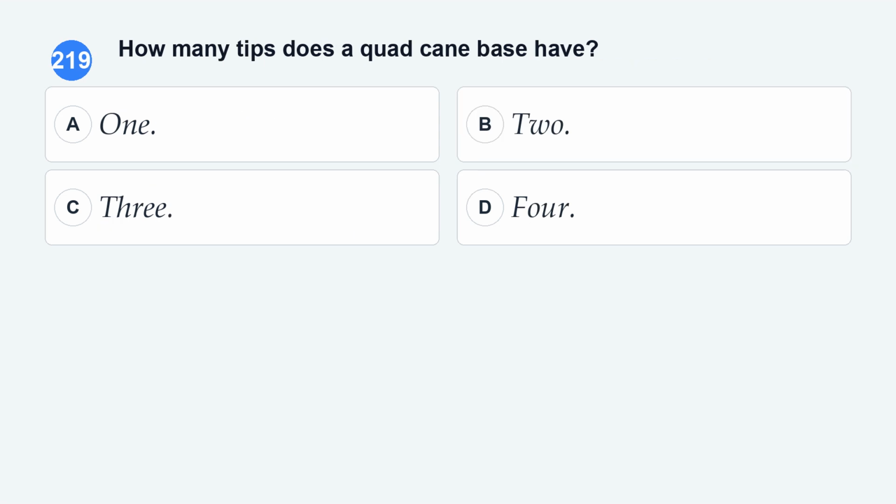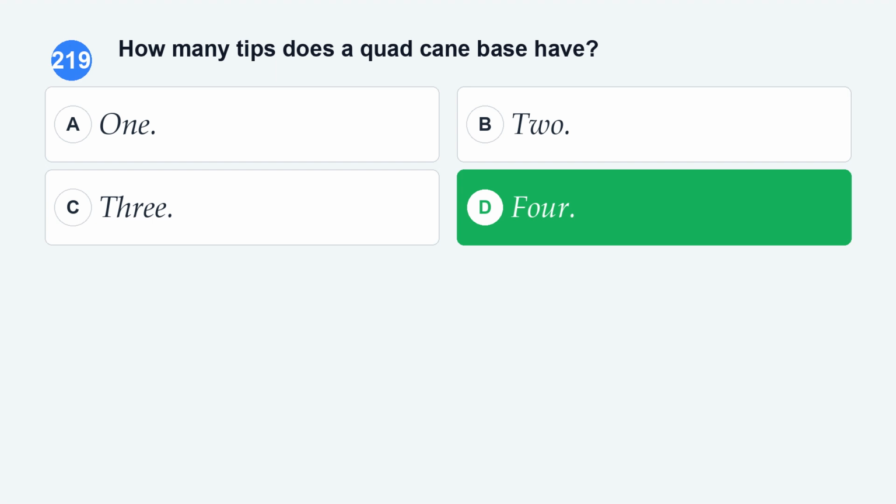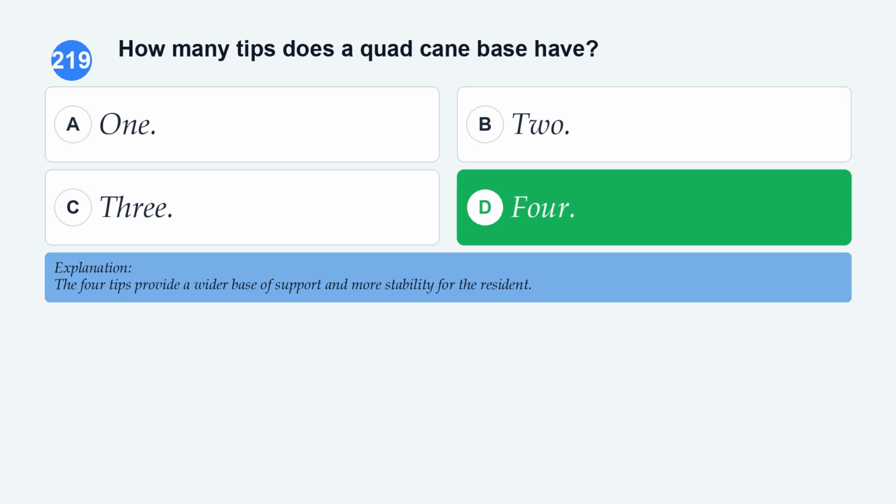Question 219. How many tips does a quad cane base have? Option A, 1. Option B, 2. Option C, 3. Option D, 4. The correct answer is option D, 4. Explanation. The 4 tips provide a wider base of support and more stability for the resident.